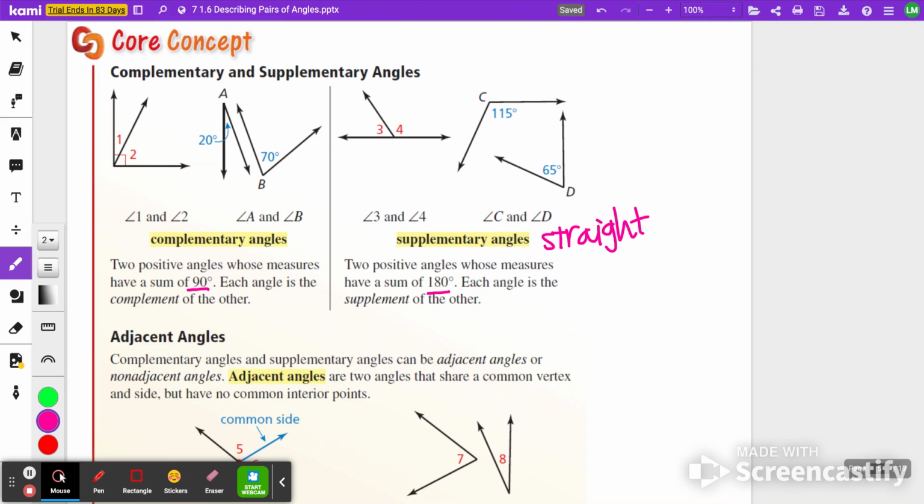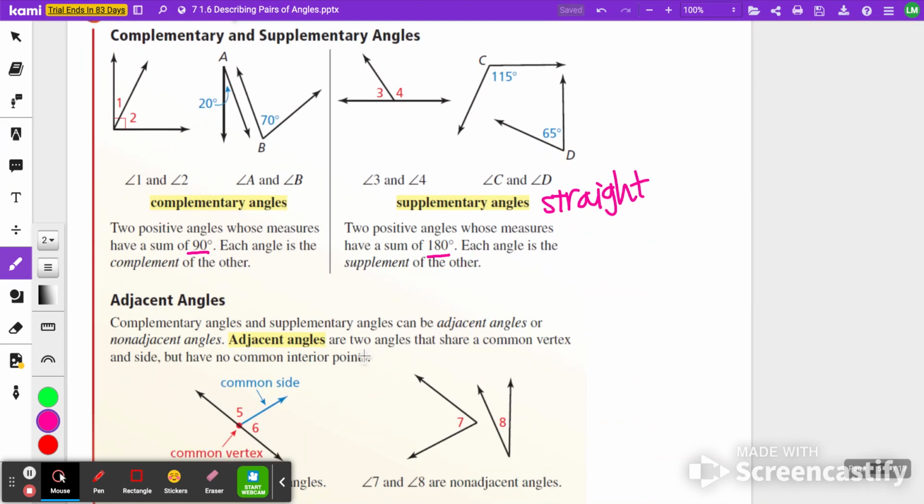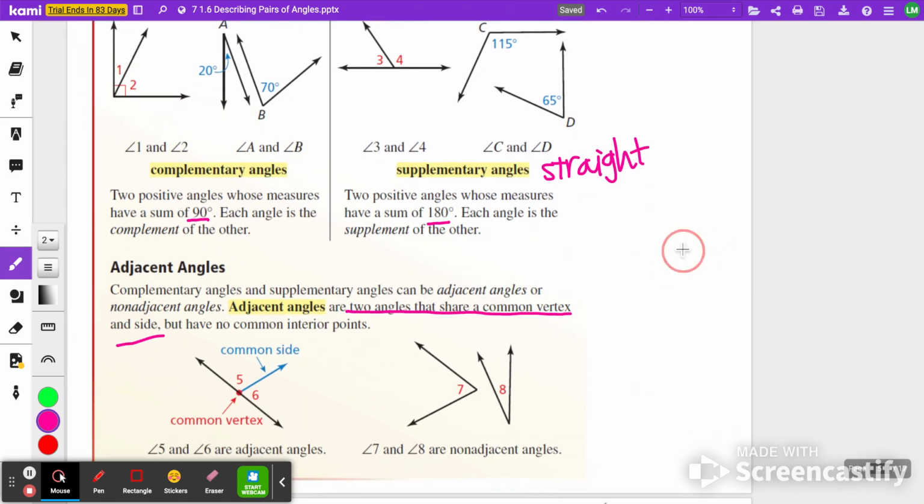We also talk about adjacent angles here, and this one you might want to write down in your notes. These are two angles that share a common vertex and side. That's really all you need to know about adjacent angles, so just make sure you pause the video now and you have those first three things written down: complementary, supplementary, and adjacent.